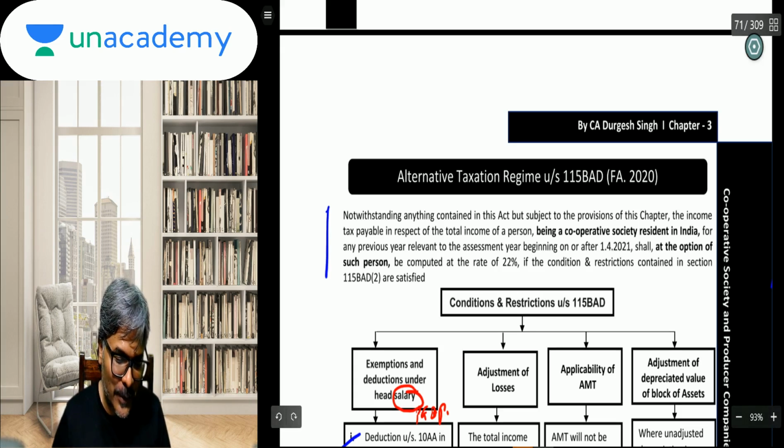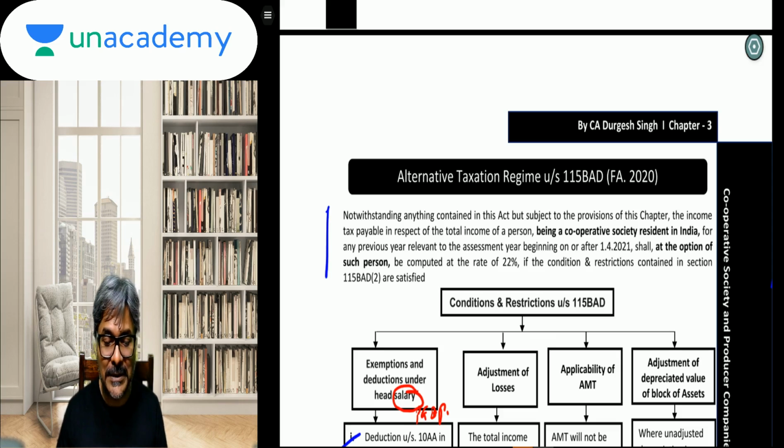So let's see. Notwithstanding anything contained in this Act, but subject to the other provisions of this chapter, the income tax payable in respect of the total income of a person being a cooperative society resident in India. So underline the word resident, students.